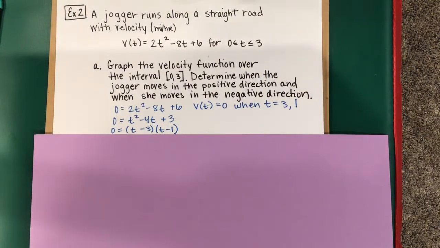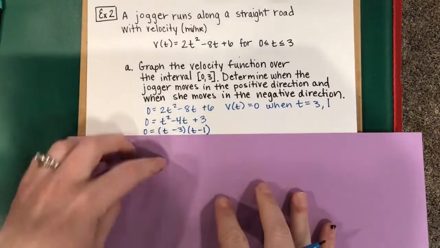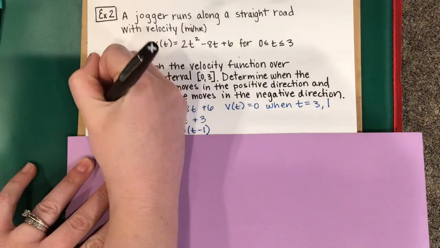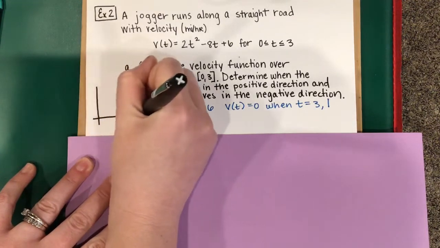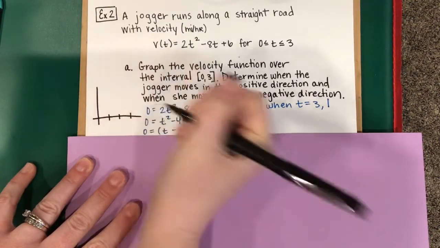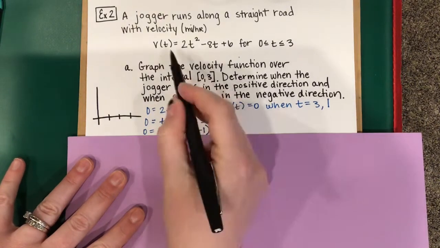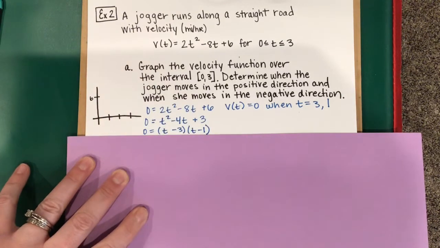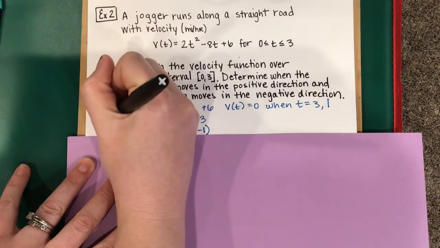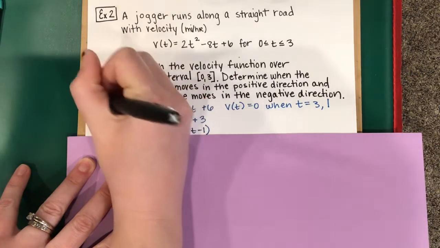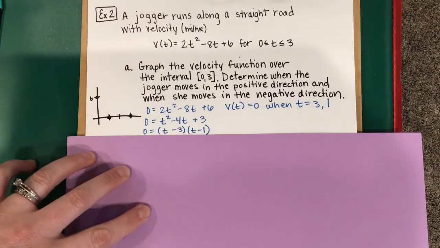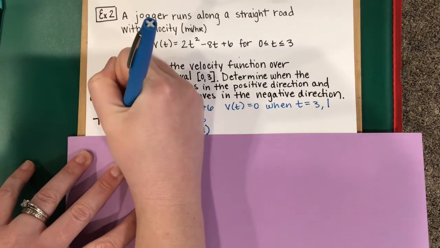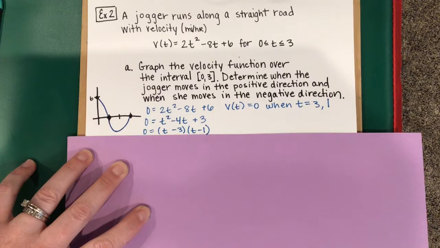So now if I was going to take a look at what the graph of this would look like, well, I know that I'm dealing with an interval from 0 to 3. It's quadratic. My y-intercept is 6, and then I have zeros at 1 and 3. And so, knowing what I know about quadratic functions, I know that my graph is going to look something like this.